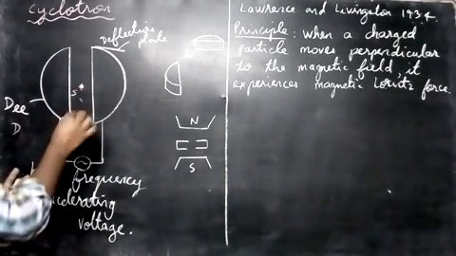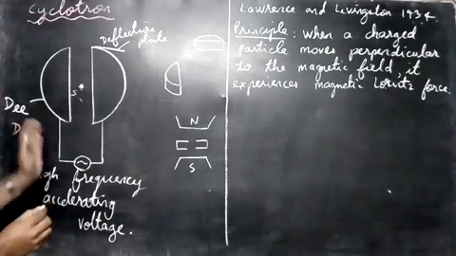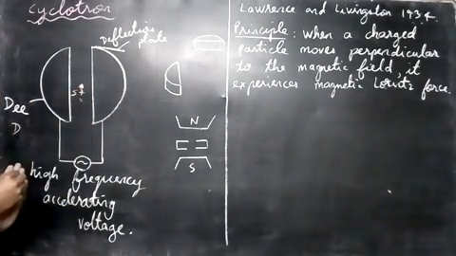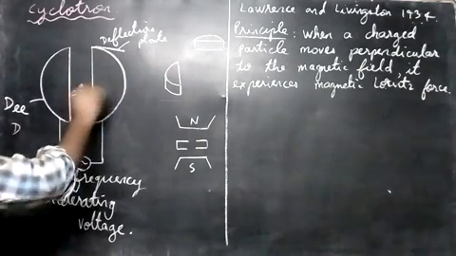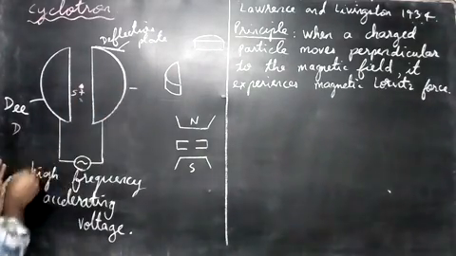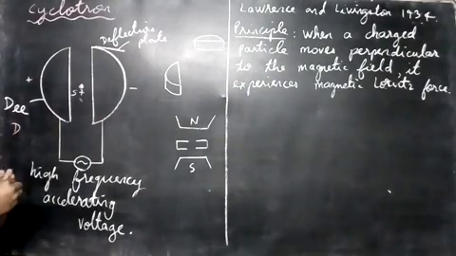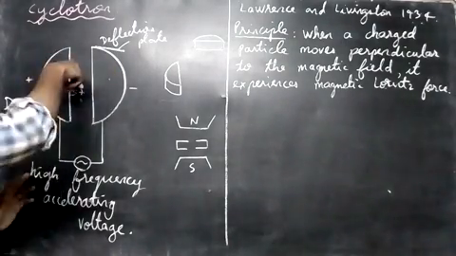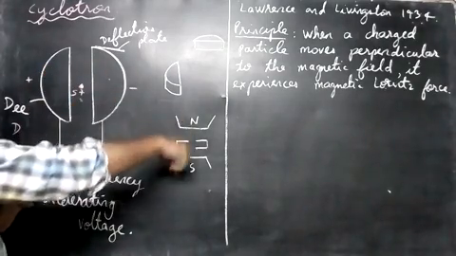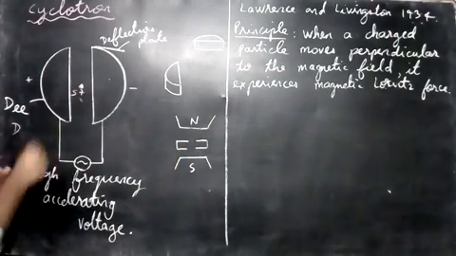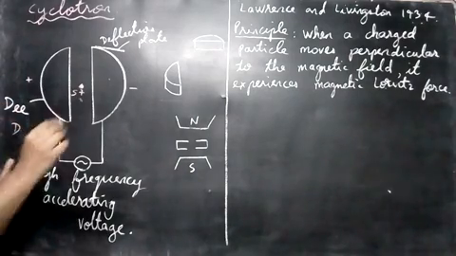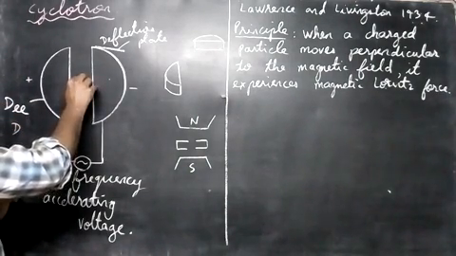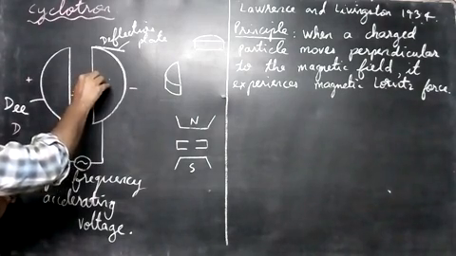Let's take this as a positive charge, a proton. First imagine this D becomes negative and this D becomes positive. There's a magnetic field also, going into the board, from north to south. Due to the magnetic field, the particle from the middle will curve, due to the Lorentz force.